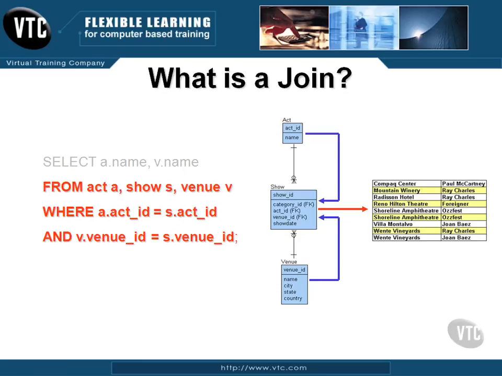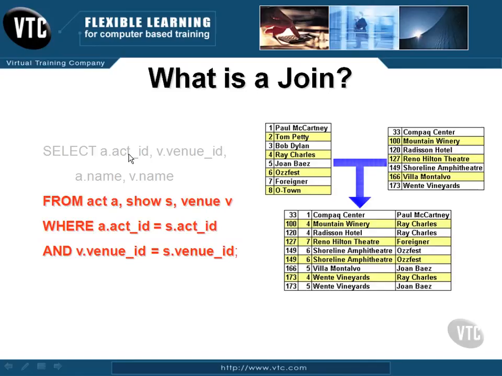Technically, a join in its simplest form is actually a join between two tables. So in theory, this is actually a join between three tables, or a join between the ACT and show table, which then joins to the venue table. So this query is actually two joins.